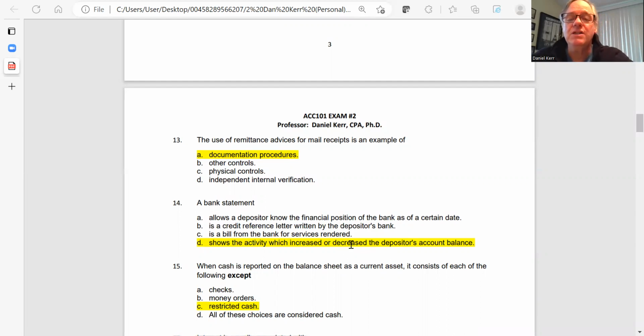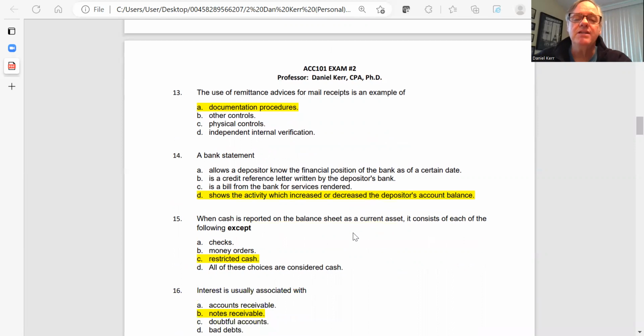It shows the activity which increased or decreased the depositor's account balance from the perspective of the bank. When we get to the bank reconciliation, you're going to see that things in the books and the bank statement don't always show up at the same time, which is why we do a bank reconciliation.